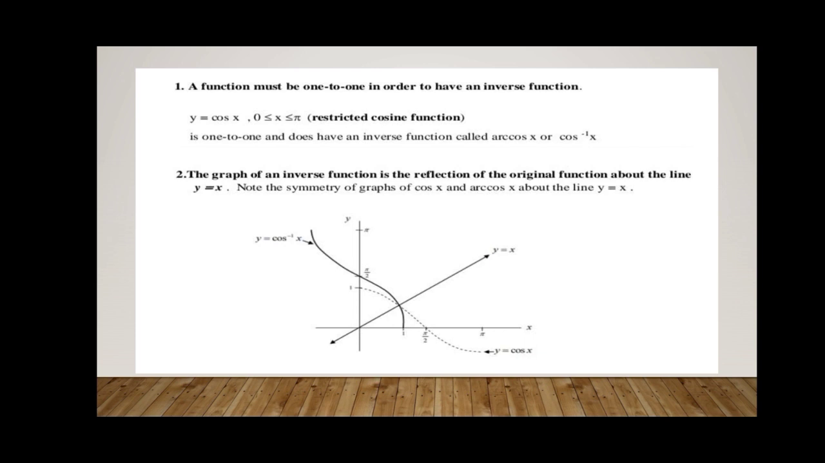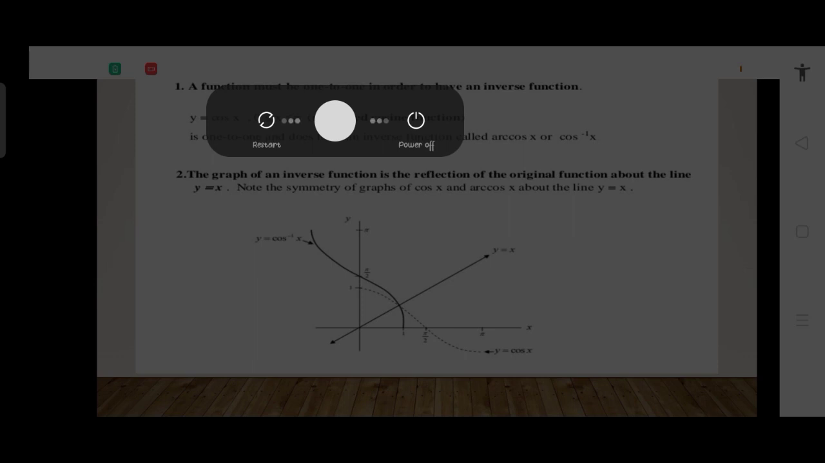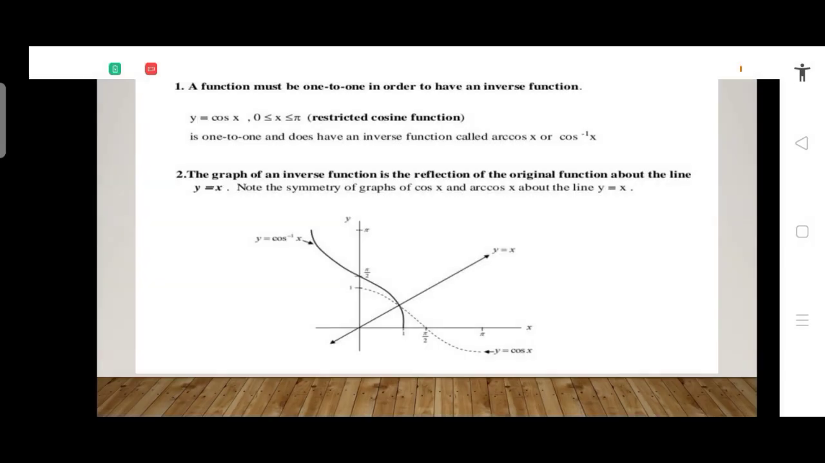y equals cosine x, restricted. The restricted cosine function is one-to-one and thus has an inverse function called arccos x, or the inverse cosine of x.